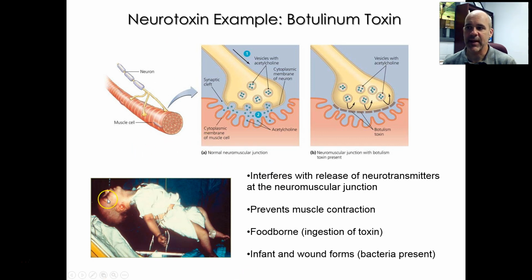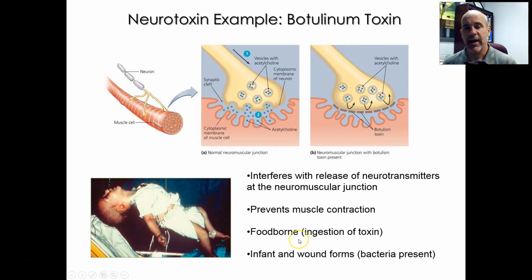So this is an extreme example over here. We have an infant who has very severe botulism, and you can see that essentially just like a limp ragdoll, because skeletal muscles won't contract. Can be fatal if not treated, because if you can't contract your diaphragm, you're not going to be able to breathe.